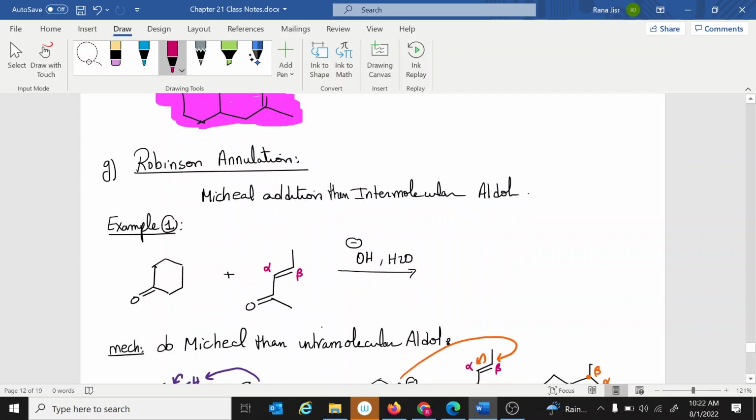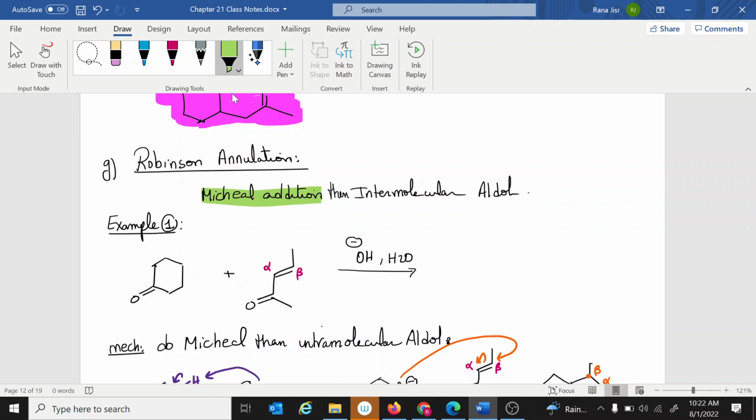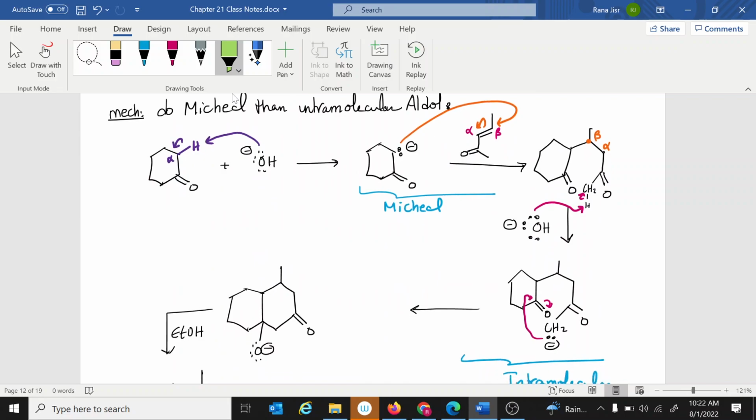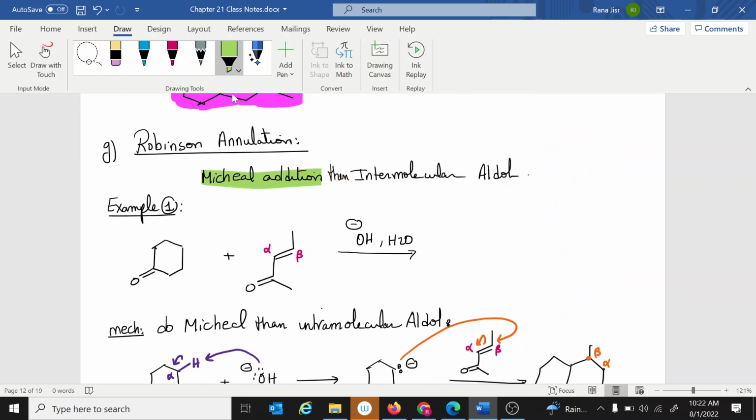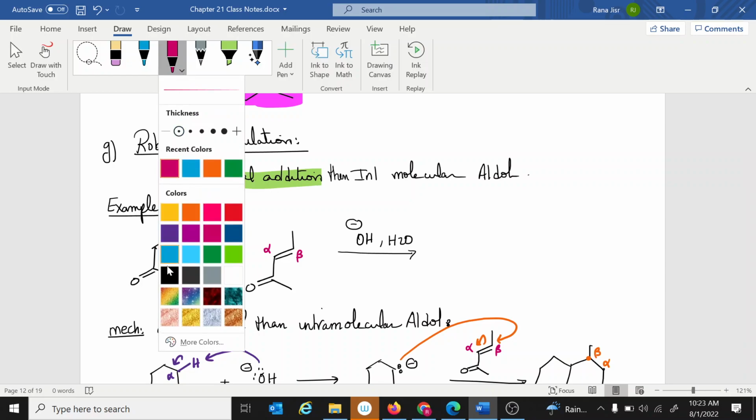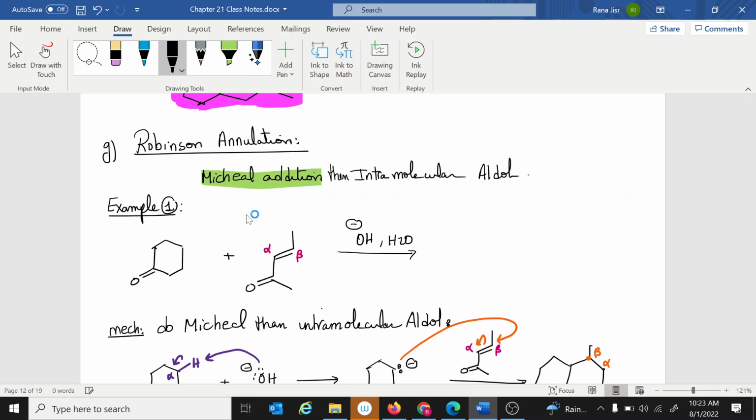And this one is the combination between a Michael addition and, let's see, my apologies. It's an intra, not inter, it's an intra. So please go ahead and, okay. So it's an intramolecular aldol condensation.